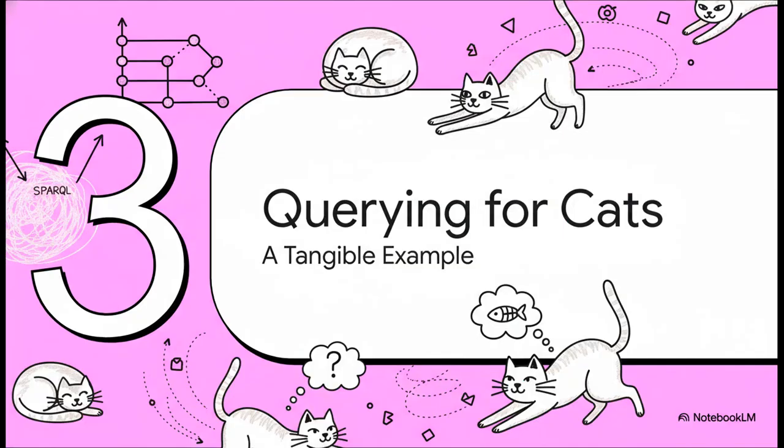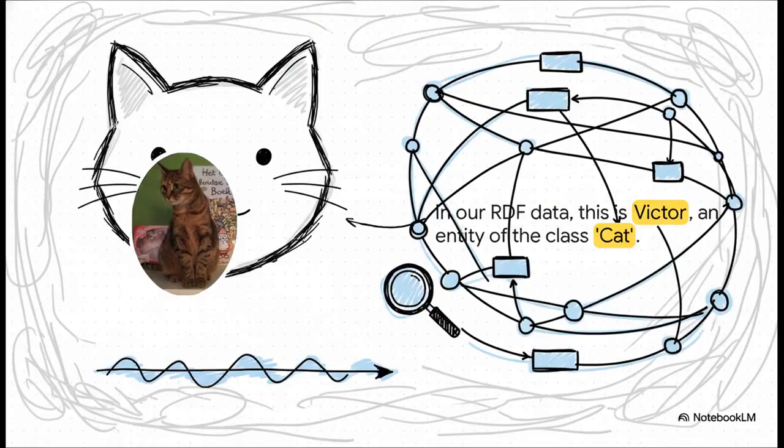Okay, enough theory. The absolute best way to learn a language is to actually use it. So let's get our hands dirty with a really simple, concrete example. We are going to query a tiny dataset about cats. First up, let's meet our data. This is Victor. In our little data graph, Victor's an entity, he's of the type cat, and he has a name, Victor. Pretty straightforward, right?